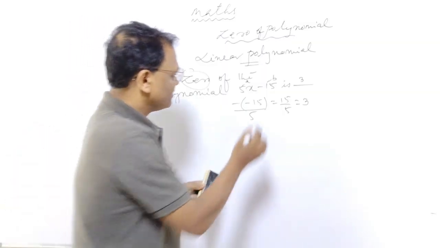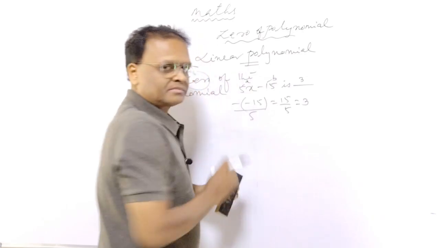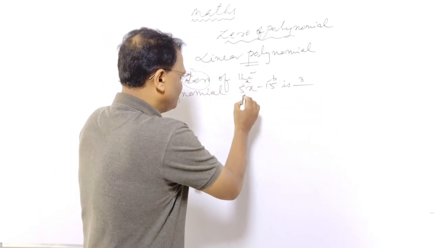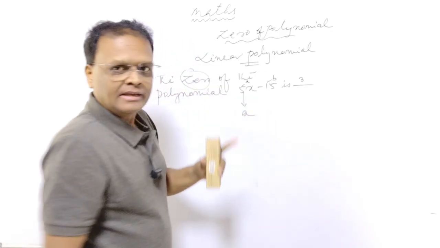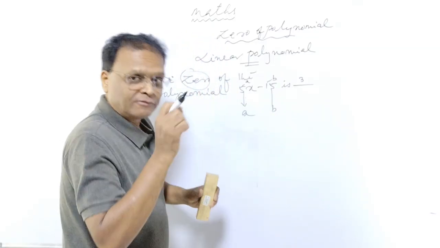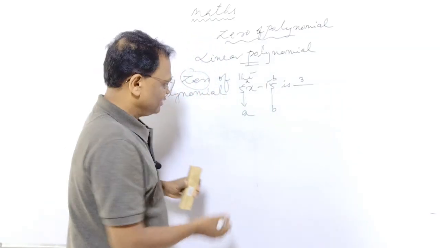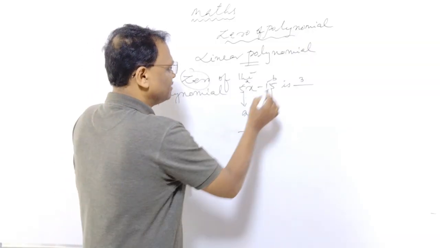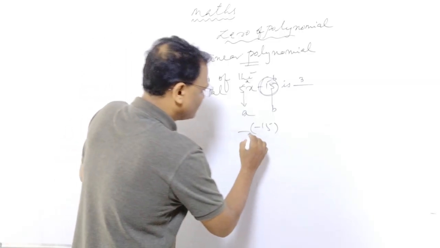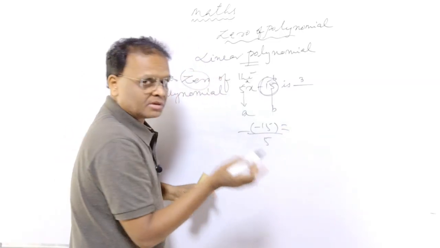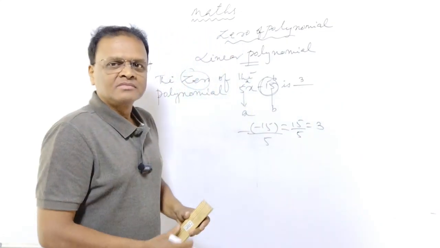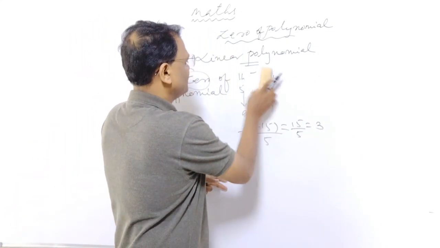What exactly did I do? I have written minus of this one. Let me write once. Before x, the coefficient of x is nothing but your a, and this constant is b. And the formula is minus of b by a. Minus b, my b is minus 15 and a is 5. So minus of minus becomes plus. 15 over 5. This gives me 3. Let's do one or two more, because you must be perfect.